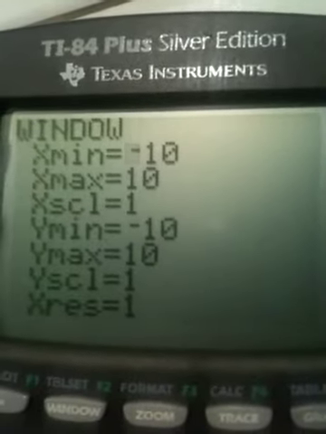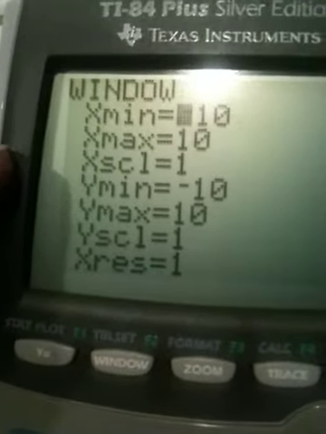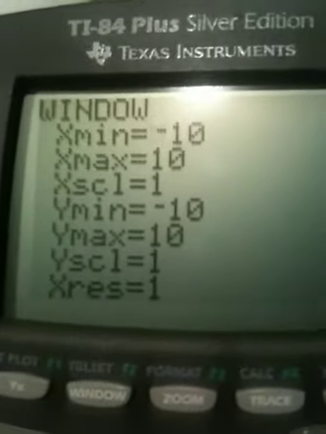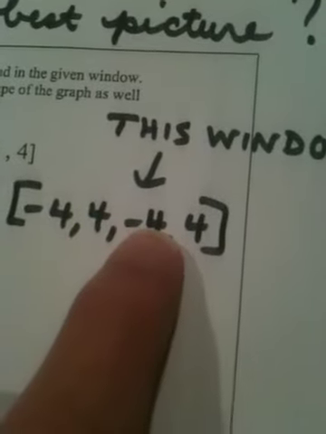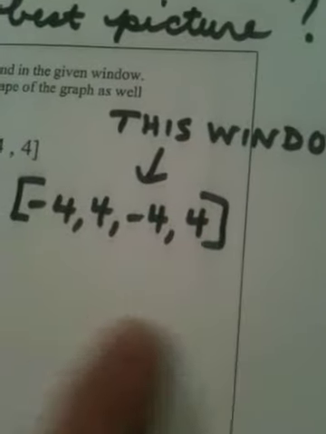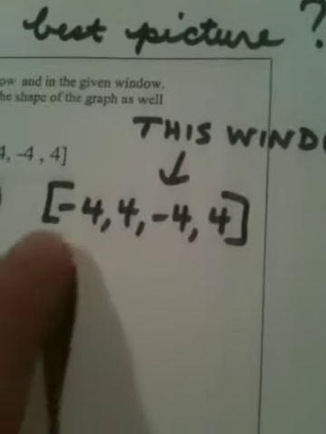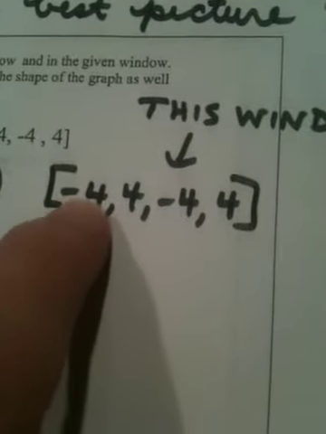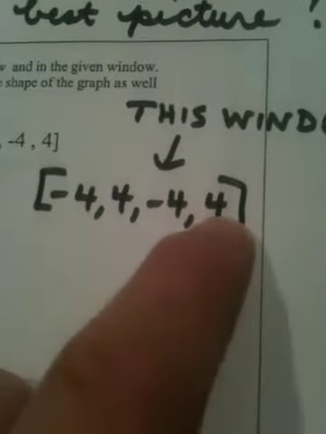I'll push Window. Now, the current settings, x min is negative 10, x max is positive 10, and x scale is 1. X scale means each tick mark counts 1 point. They want me to change the x values from negative 4 to positive 4, and they want me to change the y values from negative 4 to positive 4, and they don't want me to mess with the scale. So whenever you see this kind of notation, they're telling you to change the x minimum and the x maximum. Then they're telling you to change the y minimum and the y maximum.